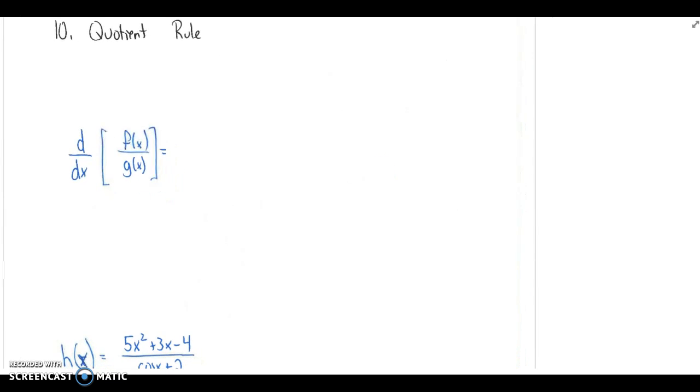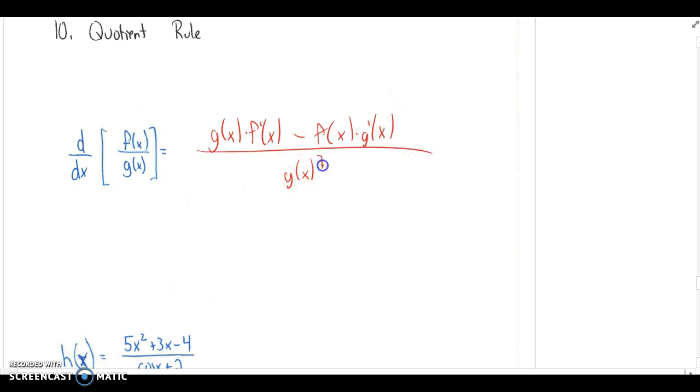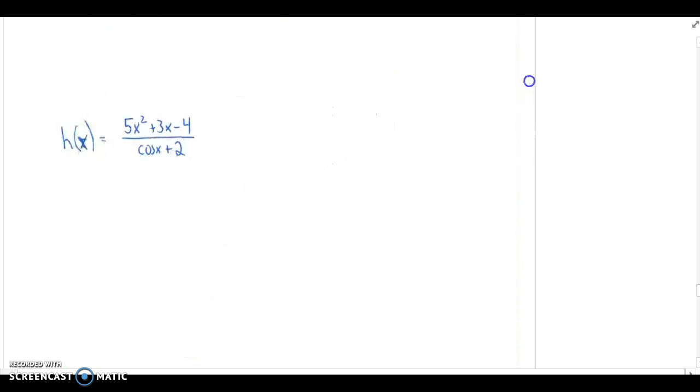Quotient rule, for this one we use the low d high minus high d low all over low squared. Nice little rhyme for us. In other words, it is low times the derivative of the high minus the high times the derivative of the low all over the low squared.